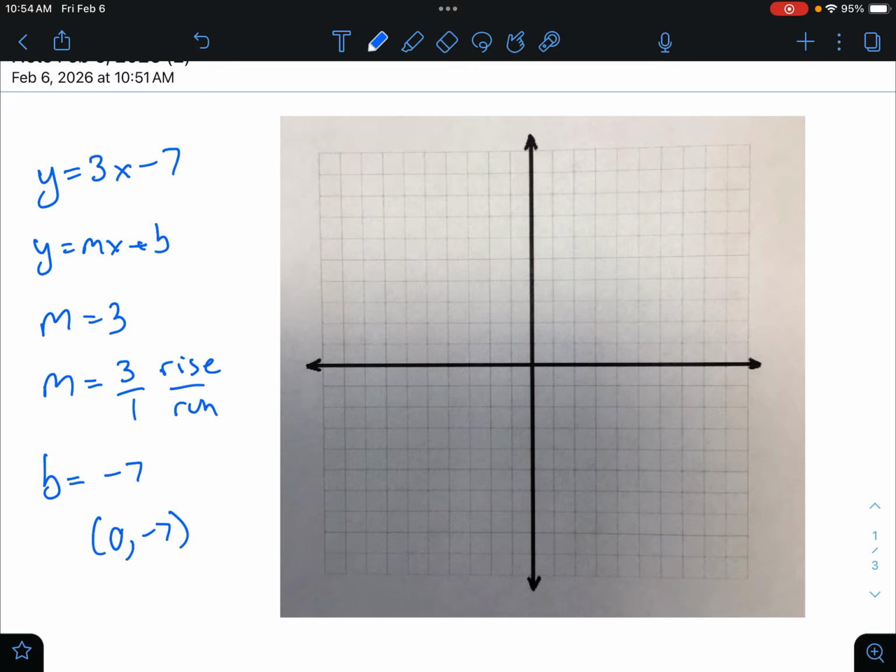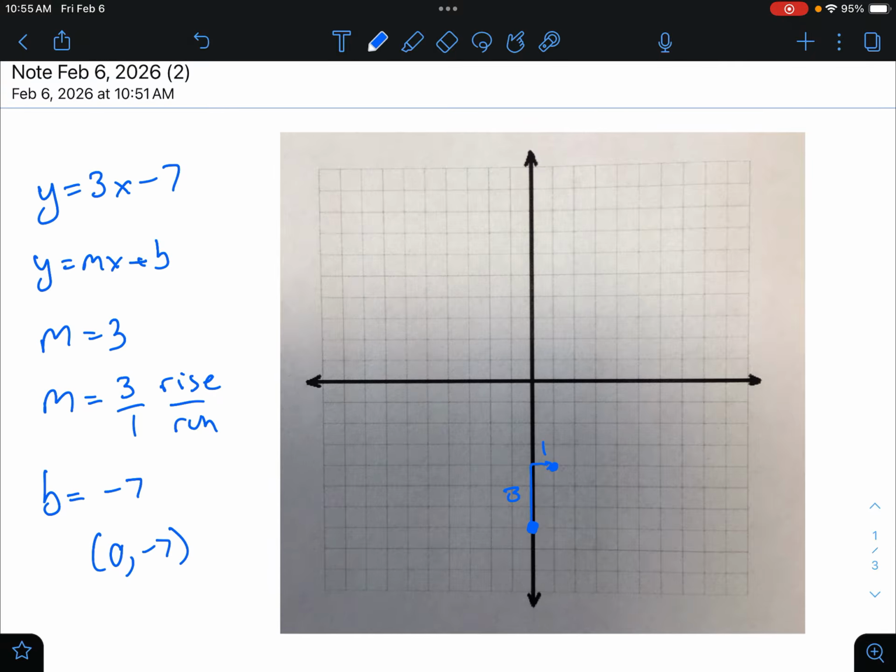So this is how you graph this thing. So you're going to go to -7. So you're going to go 1, 2, 3, 4, 5, 6, 7 down. Draw your dot there. And then now we've got our starting point. We're going to use our rise over run, which is 3 over 1. So you're going to go up 3 and then right 1. Up 3, right 1. It's going to go right there. Then I'm going to do the same thing. Up 3, right 1 again. Up 3, right 1. Draw another dot.